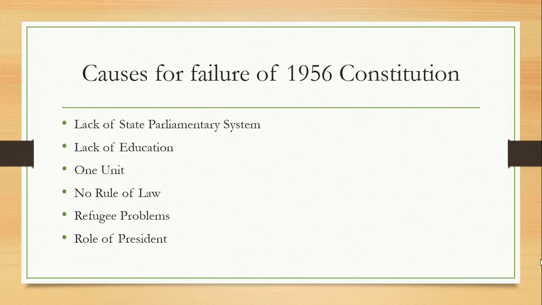Next is role of president. Dear students, after enforcement of the Constitution of 1956, the role of the president remained very authoritative. His undue interference with political parties and ministers kept Pakistan away from constitutional development, and consequently the parliamentary system under this constitution failed. So these are some reasons that led to the failure of the 1956 Constitution.